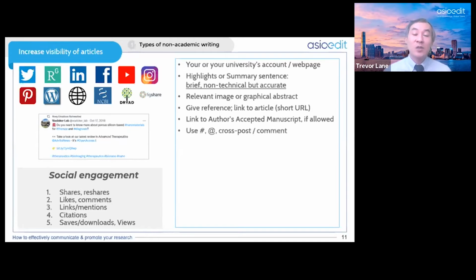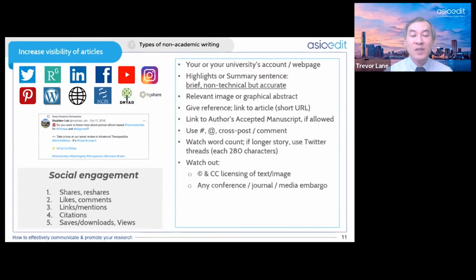Use the hashtag for topic links and then @ to tag people. Cross-post your same message and link to your paper in different channels and different platforms. And you can mention your work in comments that you make on other people's blogs and social media posts. Watch the word count though, of course, 280 characters for Twitter. But if you have a longer, more complicated story, you can split it up and use a Twitter thread. So you just split up your story into sections.